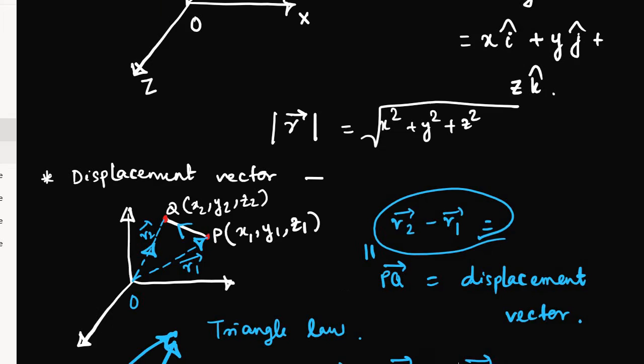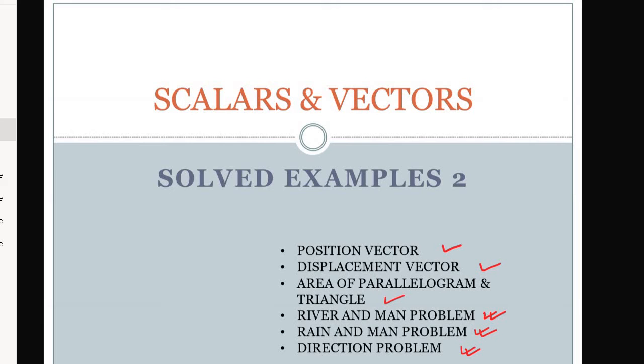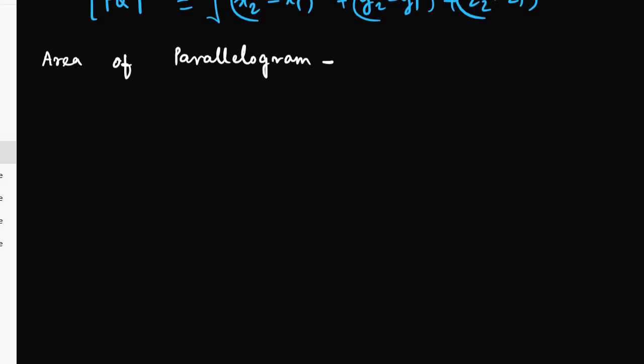So as I said, I will teach you position vector, displacement vector. Then next is area of a parallelogram and triangle. Let's see that. If I say there are two vectors, one is A, another is B, like this. Now if I say that there are two vectors represented by two sides of a parallelogram, you know the properties of a parallelogram and the formula for finding its area.